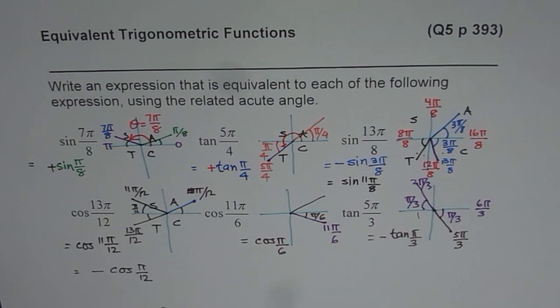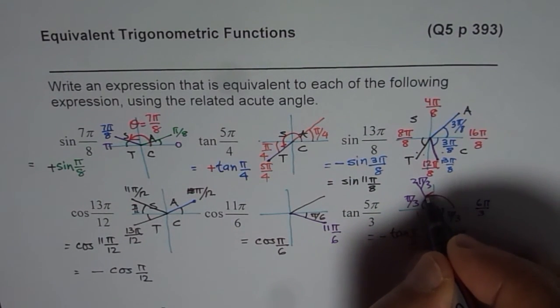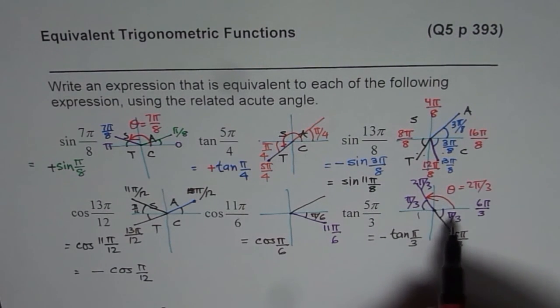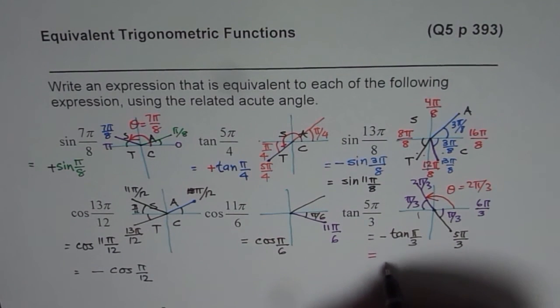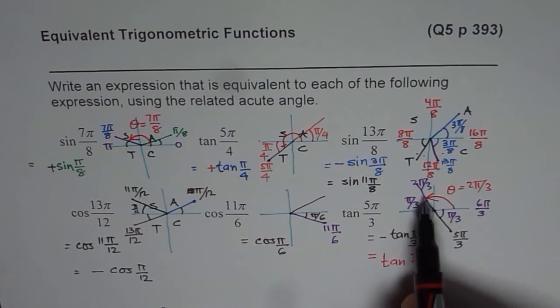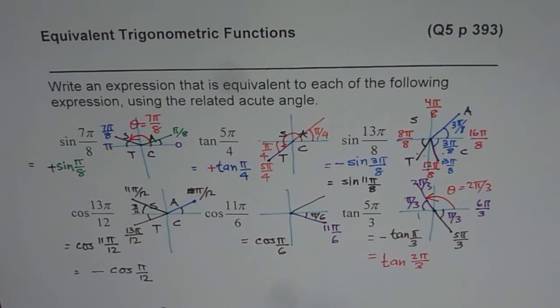Now, so this is 2 pi by 3. Is that okay? That is to say, whenever we talk about the angle, it is the principal angle, correct? That is theta equals 2 pi by 3. So I could also write this as equal to tan 2 pi by 3. That is also correct. Since tan is negative in these two quadrants, I don't have to write a negative sign. I think with this variety, you are pretty clear in your mind how to write equivalent expressions using the related acute angle. I hope that helps.